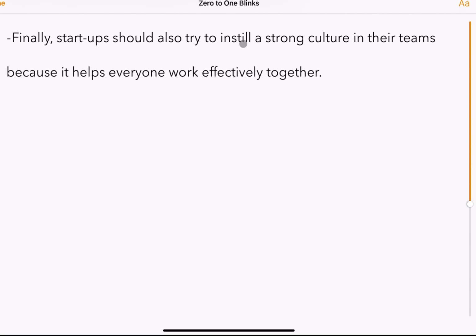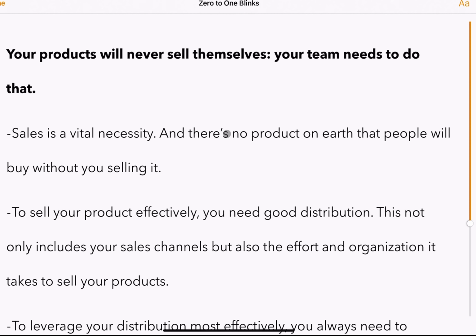Startups should also try to instill a strong culture in their teams because it helps everyone work effectively together. And this is something I have talked about previously. I do think Palantir does it very well. Your products will never sell themselves. Your team needs to do that. Now, this is a fairly controversial statement.